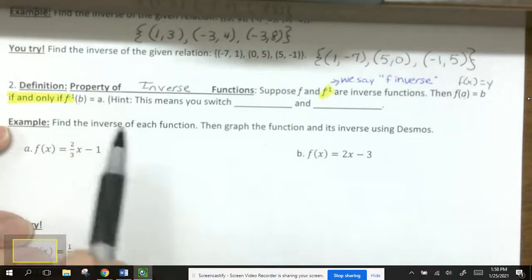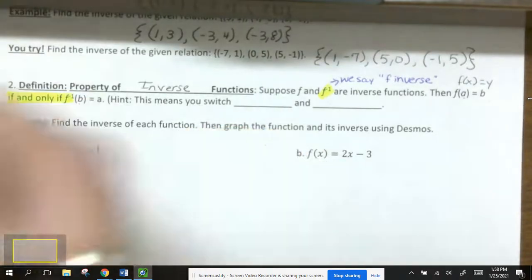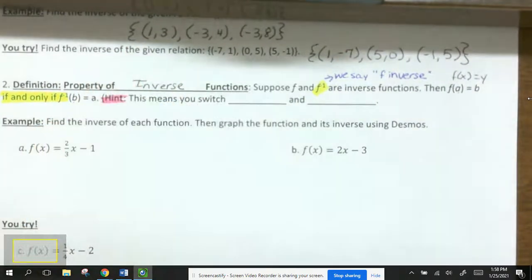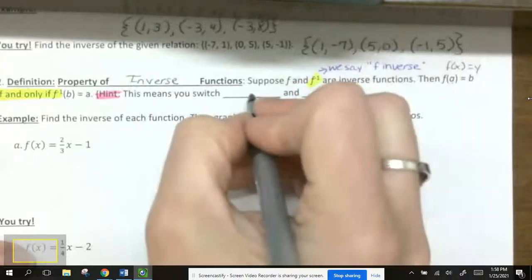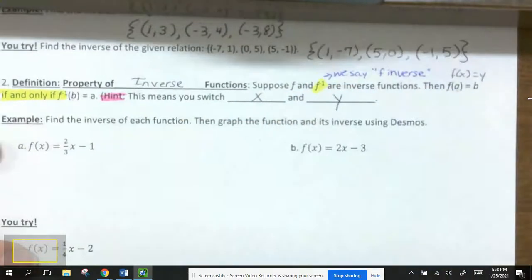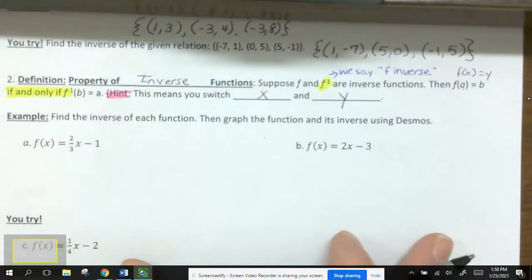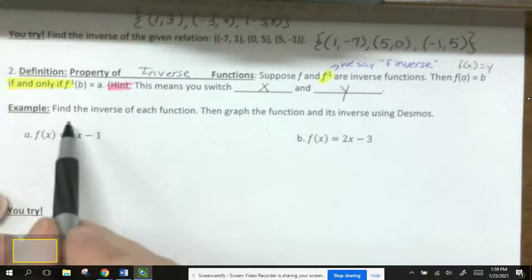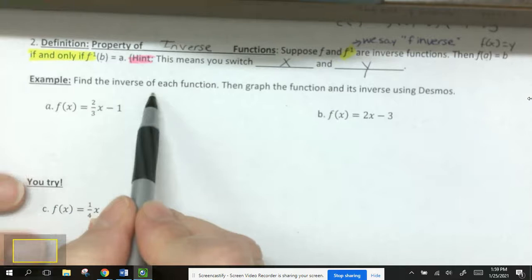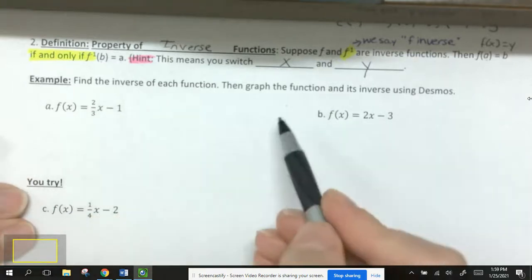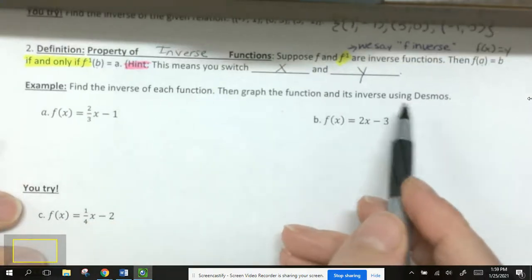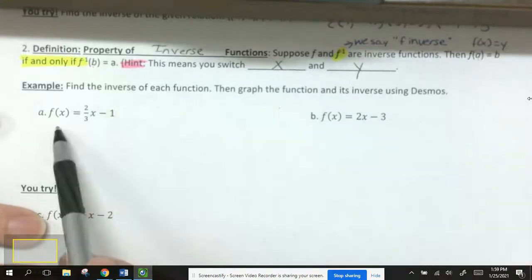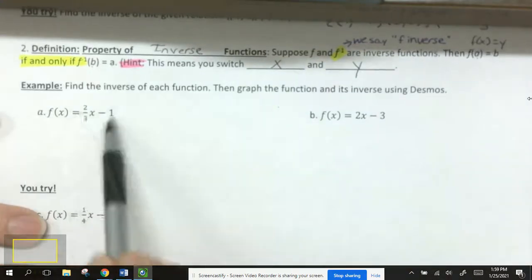So they've flipped them. So in other words, I gave you kind of a hint here. The hint that I'm going to tell you is that means you're going to switch x and y in order to find the inverse, okay? You're going to switch your x and your y in order to find it. So down here it says find the inverse of each function and then graph the function and its inverse using Desmos, okay?